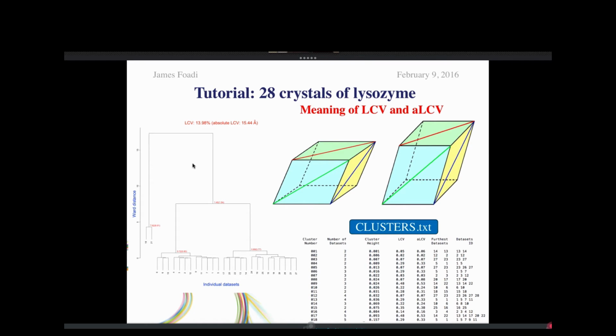At the bottom of this slide, we can see the ASCII counterpart of the graphical dendrogram. This file, called clusters.txt, has numerical details for all nodes of the dendrogram and is therefore extremely useful. In the specific case under investigation, we can notice that the two datasets 19 and 21 are the last ones to cluster with the rest. They are outliers and could possibly be a byproduct of wrong indexing. As their contribution to the overall calculation is very small, they can be eliminated from the analysis.